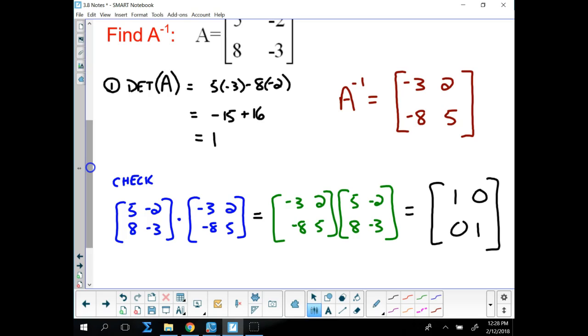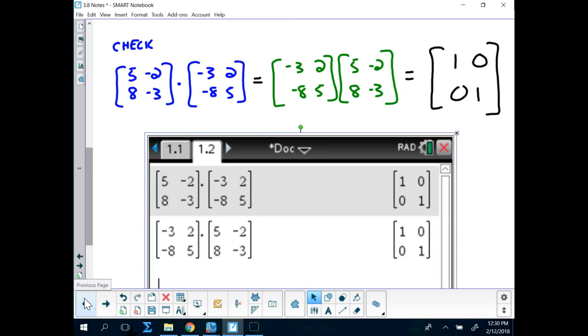Does it check out? So it should check out. Okay? And then we get the identity in both cases. Okay?